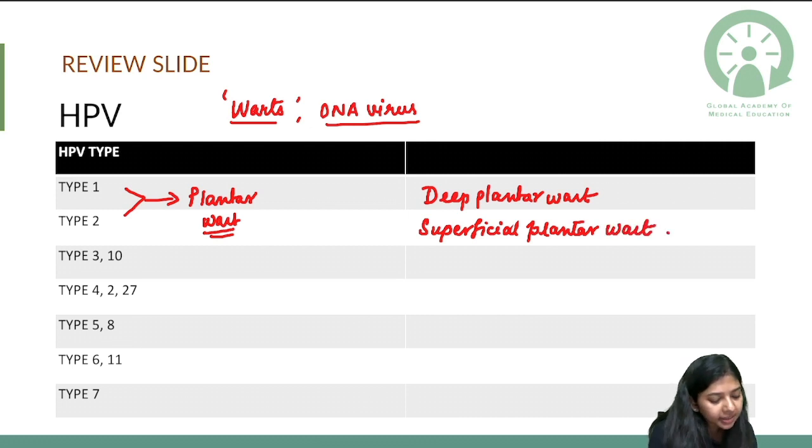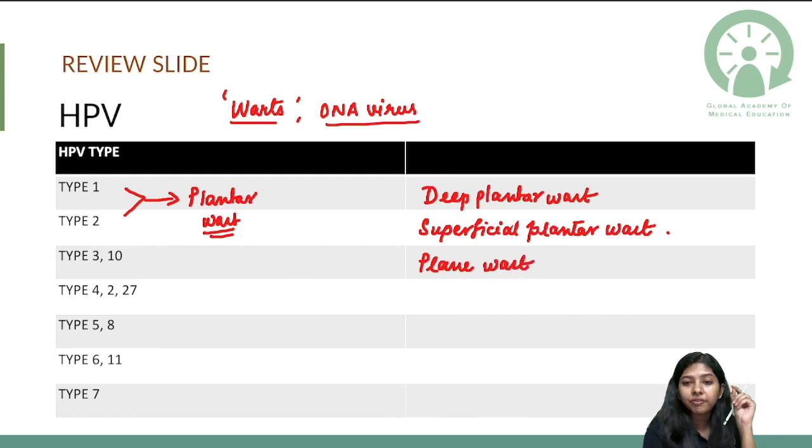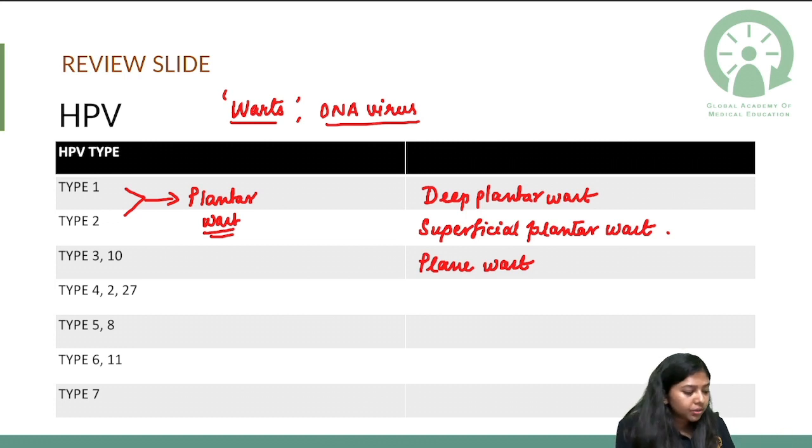Okay. 3 and 10 will cause plain warts. Remember when we saw pseudokoebner phenomenon, we were getting flat lesions, flat skin colored or little bit hyperpigmented lesions, asymptomatic, numerous lesions, pseudokoebner phenomenon also present, plain warts. Type 3 and type 10. Type 4, 2 and 27, just for the sake of remembrance so that you remember it easily. I've written it in this fashion, like 1, 2, 3, 4, 5, 6 and 7, and then the additional HPV types I've added. So 4, 2 and 27 will cause verruca vulgaris, which is common wart.